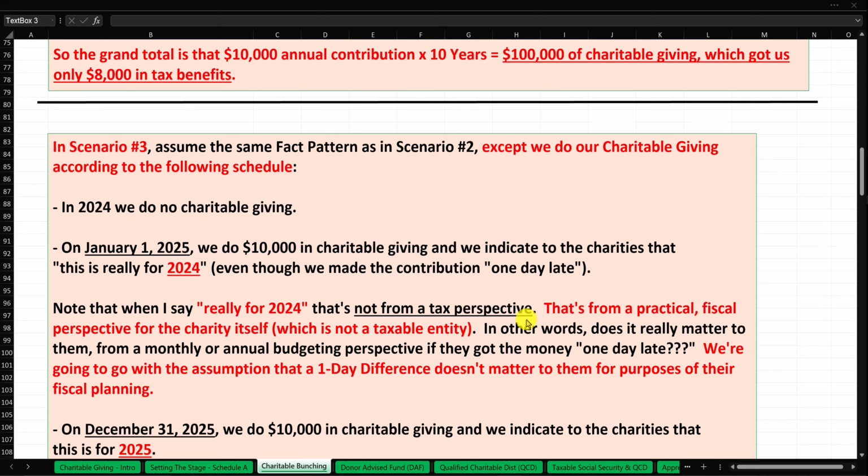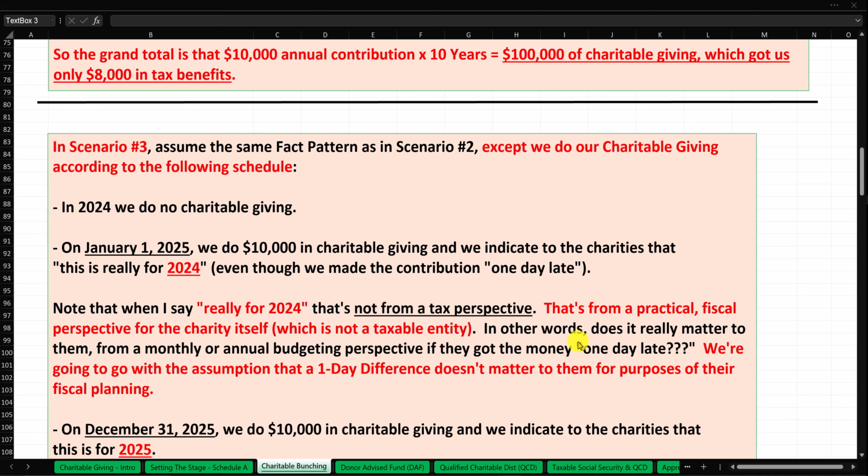From a tax perspective, the year you give the donation is the year it's going to count for tax purposes. What we're talking about here is that your indication that, hey, this is really for 2024, that's from like a practical fiscal perspective for the charity itself, which is not a taxable entity anyway.